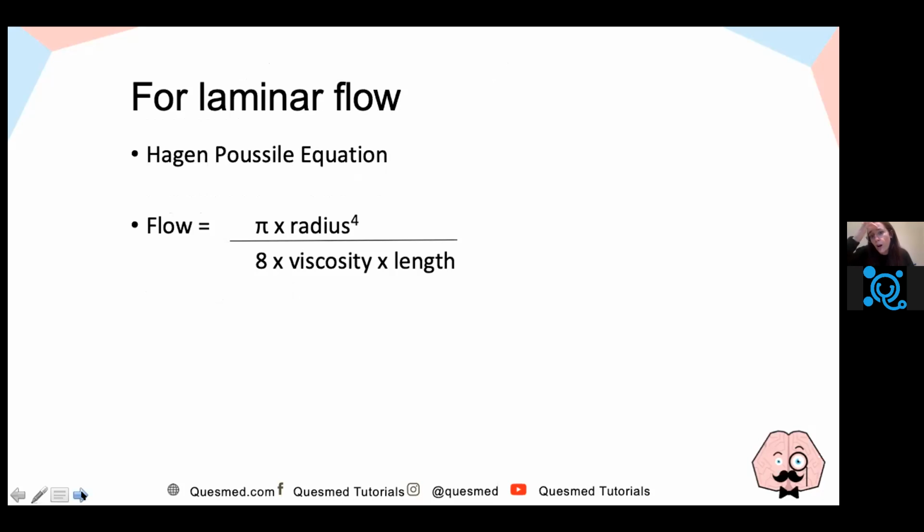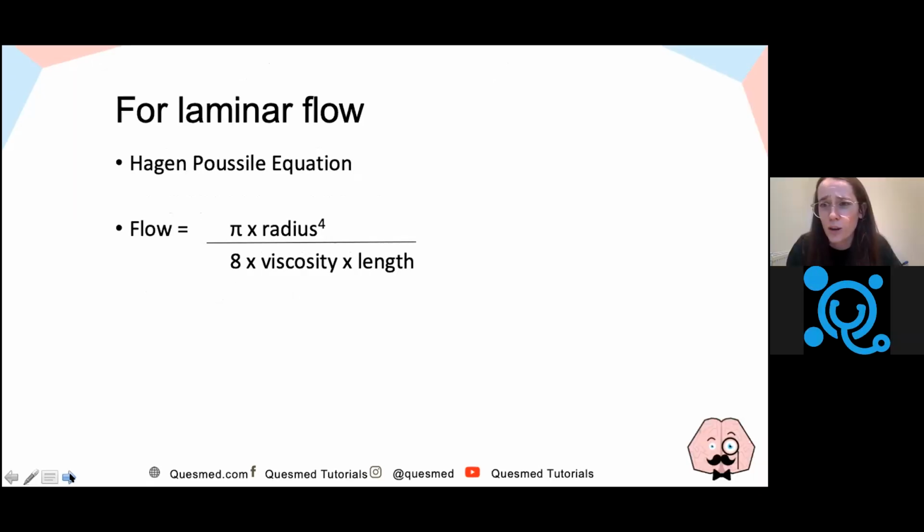For laminar flow, we've got the Hagen-Poiseuille equation. This is one of anaesthetists' favourite equations. I must have been asked this so many times since starting my training. So flow is equal to pi times the radius to the power 4 divided by 8 times viscosity divided by length. So the biggest change that we can make in terms of increasing flow is to increase the radius of the airways. So if someone's got asthma or secretions blocking their airway, just opening that up a bit more increases the amount of air that can flow into the lungs and then take part in gas exchange.